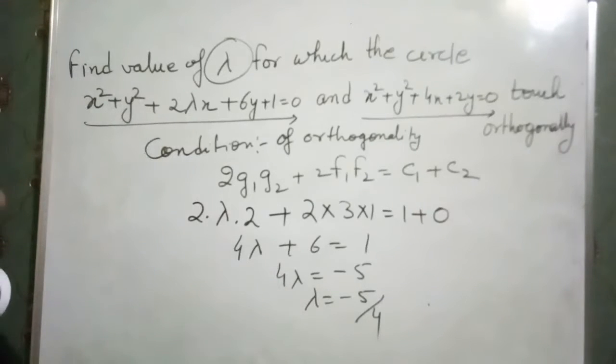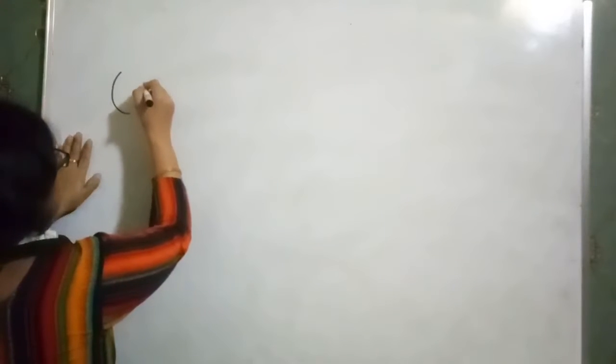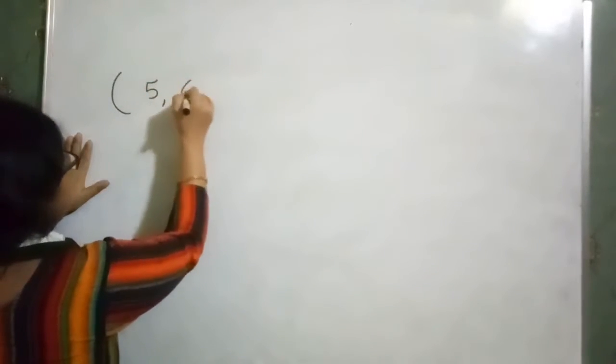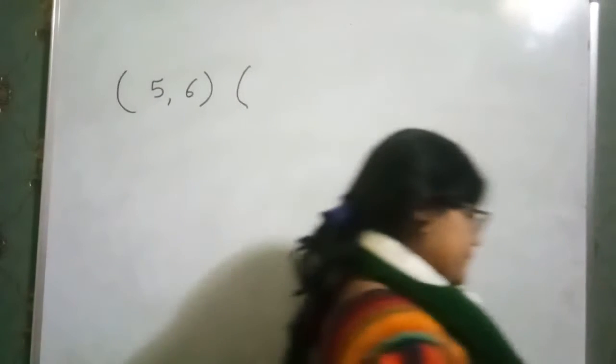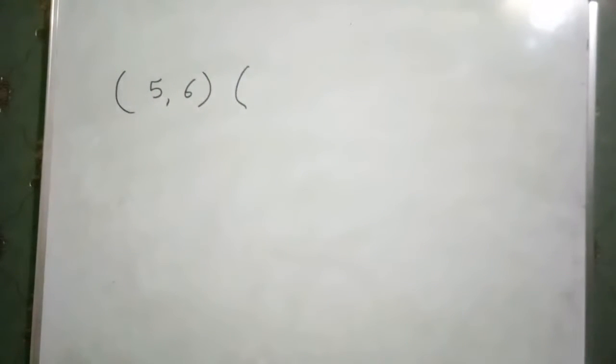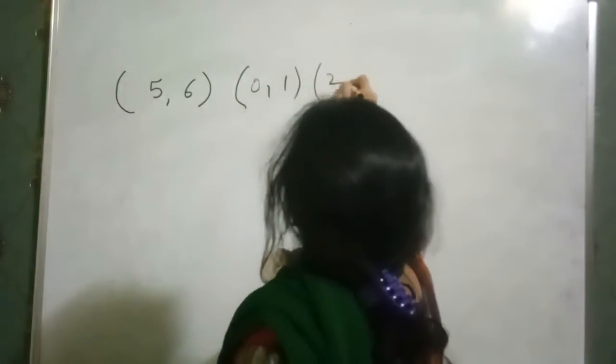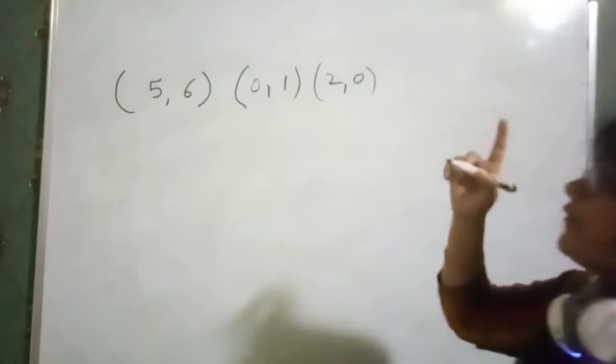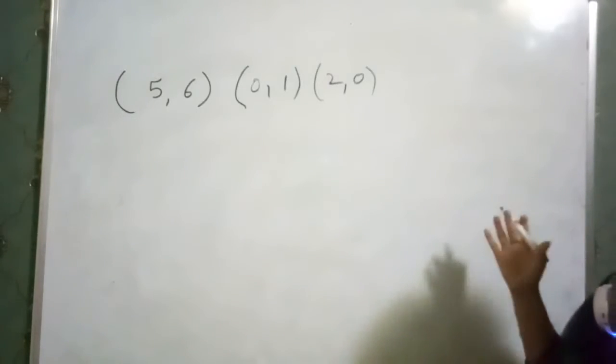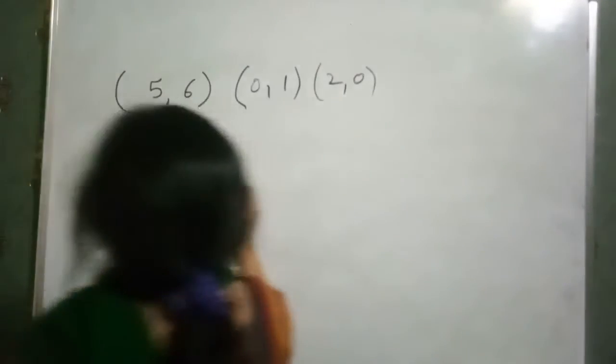I'm just going to explain the next concept. Now I'm going to explain the next topic: you have to find the equation of the circle which passes through 3 points, that is 5, 6, then another point 0, 1 and 2, 0. These are the 3 points through which a circle passes and we have to find the equation of that circle.